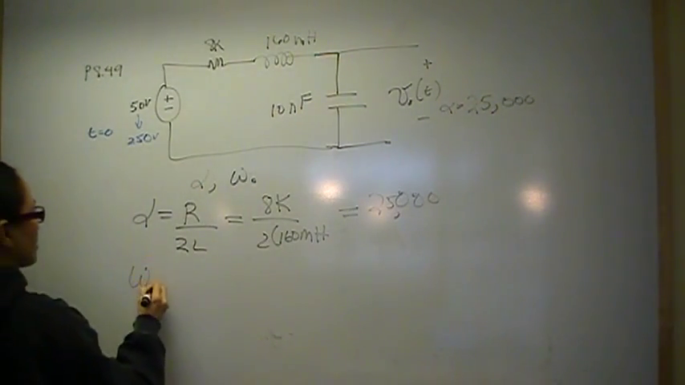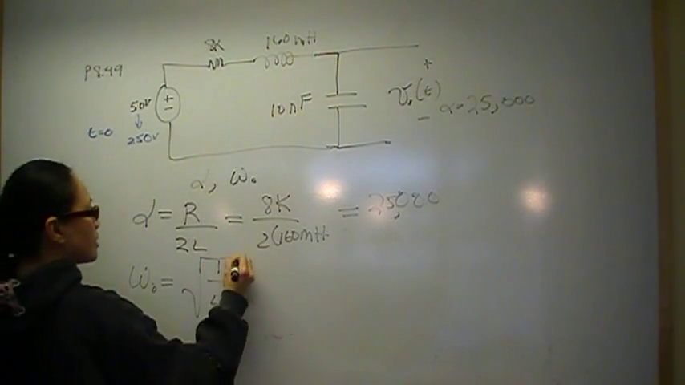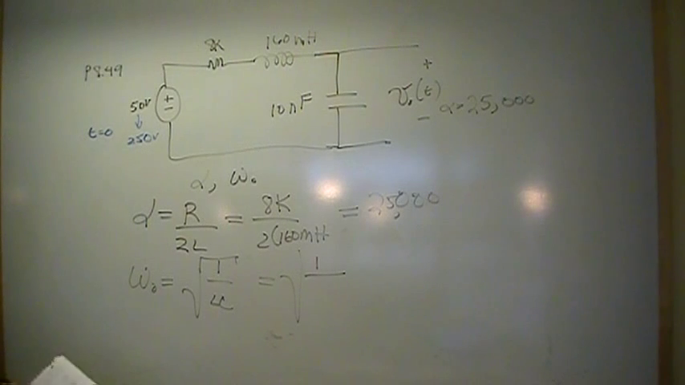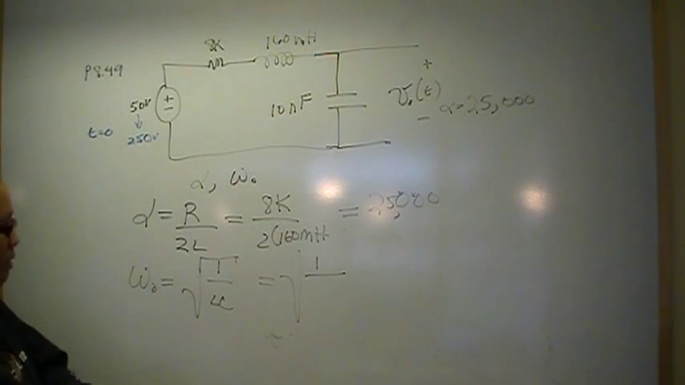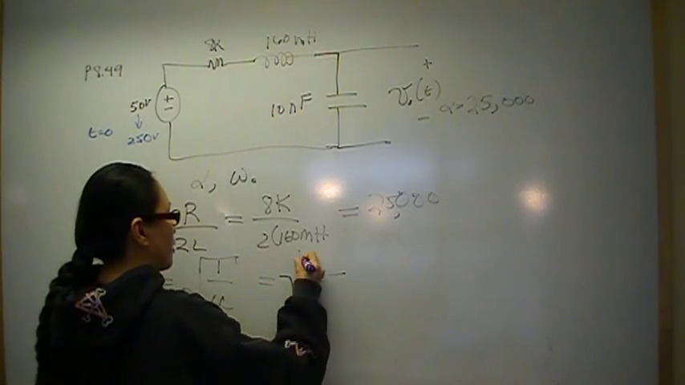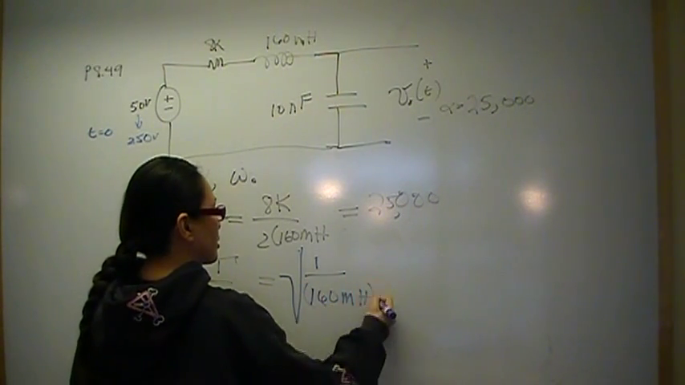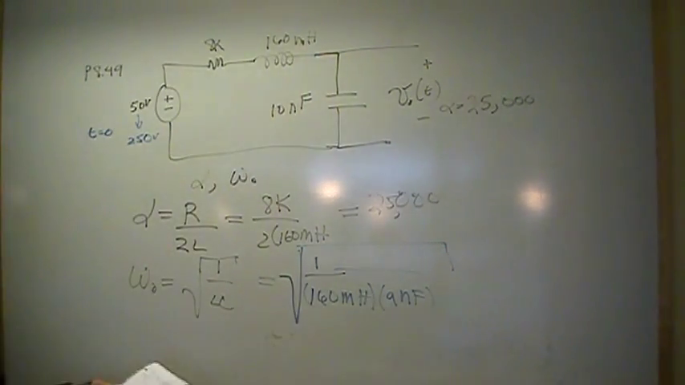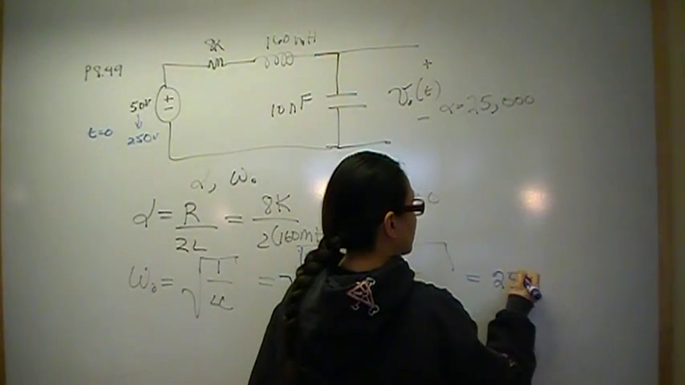Now, omega naught is equal to the square root of 1 over LC. So that's going to be the square root of 1 over 160 millihenries times 9 nanofarads. Do that math and you should find out that omega naught is 25,000 also.